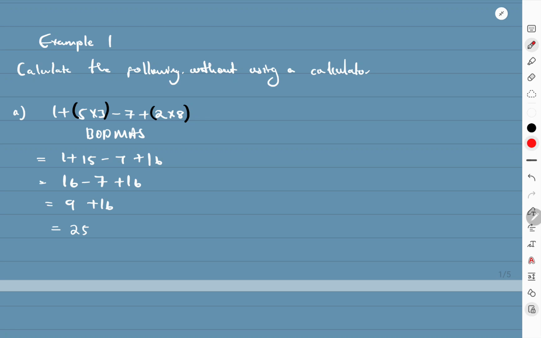Right, so if we mark such a question, you are going to receive 2 marks for knowing which operation you have to prioritize. Then after, you are going to receive 1 mark for your final answer. So when you're given such a question, you have to remember BODMAS, which operation you are supposed to prioritize. Now let us look at example B.